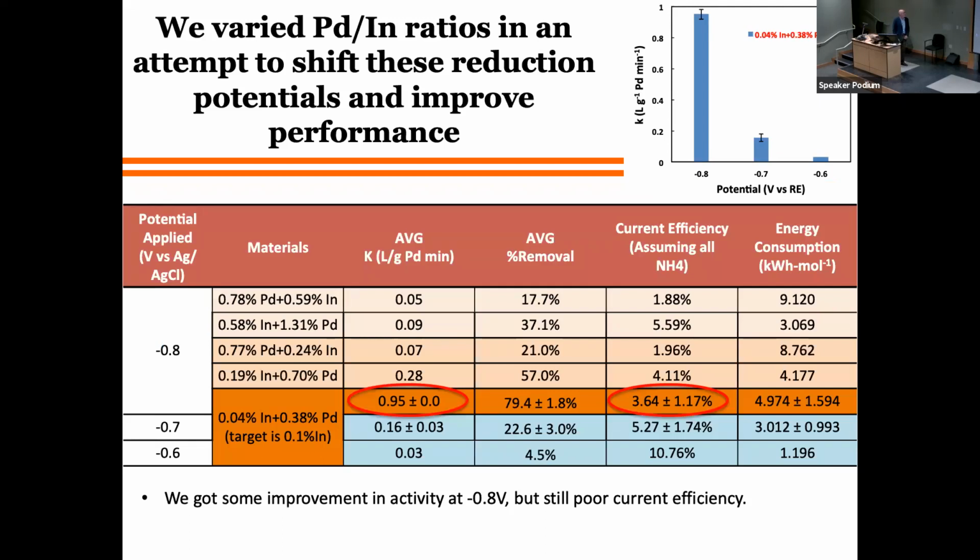So we did a few things. We varied the palladium-indium ratios. We thought, well, maybe if we vary those palladium to indium ratios, we can get a better current efficiency. And there's different things we tried here at different potentials. We got a little bit of improvement, but still, if you look at our current efficiency, we're like at 3%, which is pretty poor. So we're like, what can we do about that?